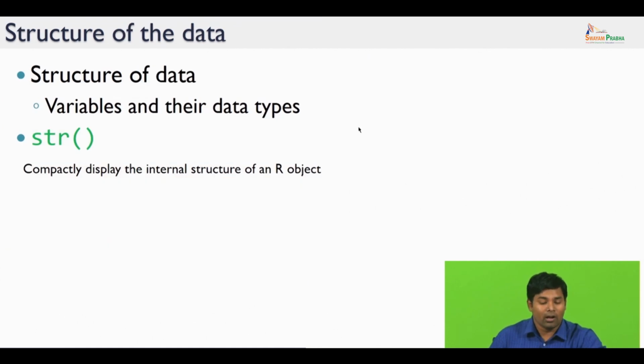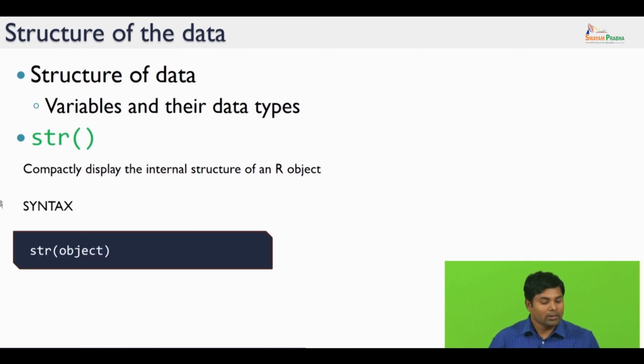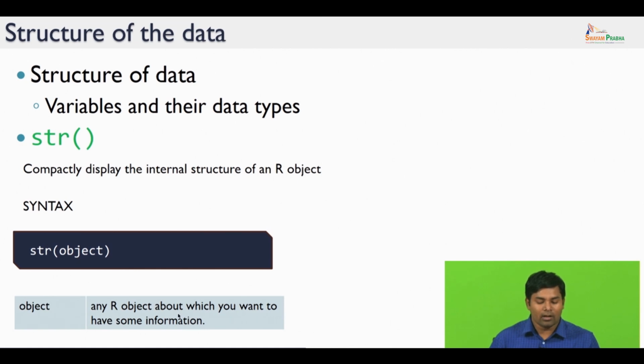Now that we have seen how a data frame looks, it is time to see what the data types of each variable available in the data frame are. What is the way one can do that? One has to use the structure function. The structure function compactly displays the internal structure of an R object. The syntax is: structure, and the argument it takes is an R object. This object is any R object about which you want to have some information.